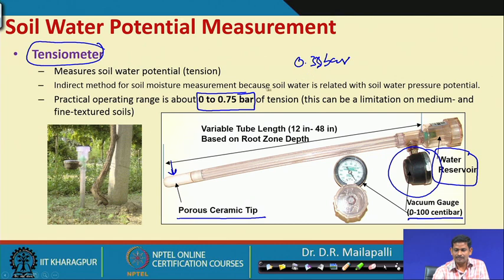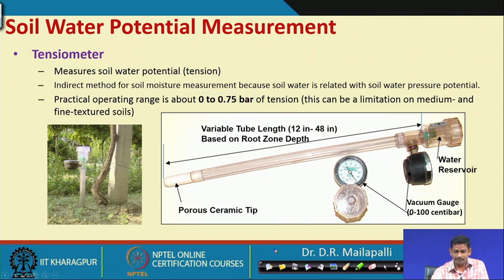So, you can measure that, and then there is 15 bar. So, practically, using a tensiometer you can measure only 0 to 0.75 bar.